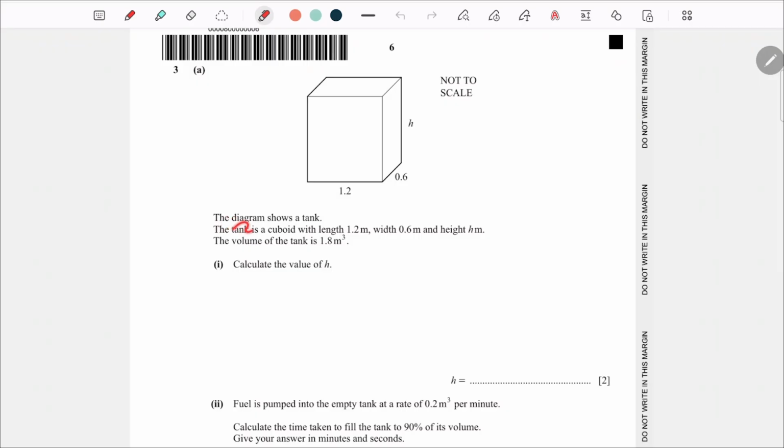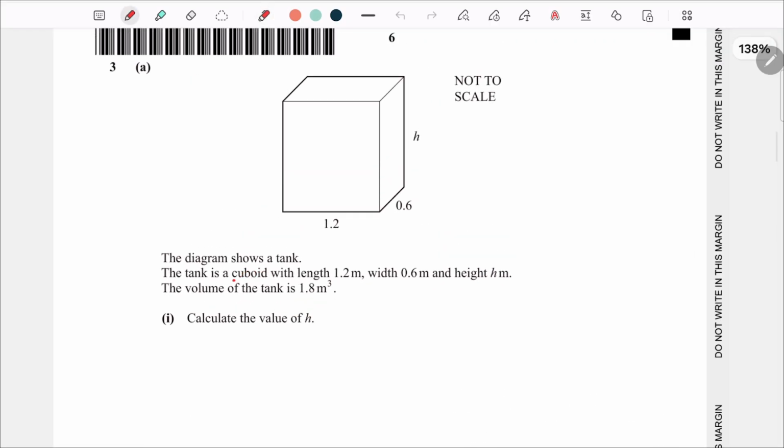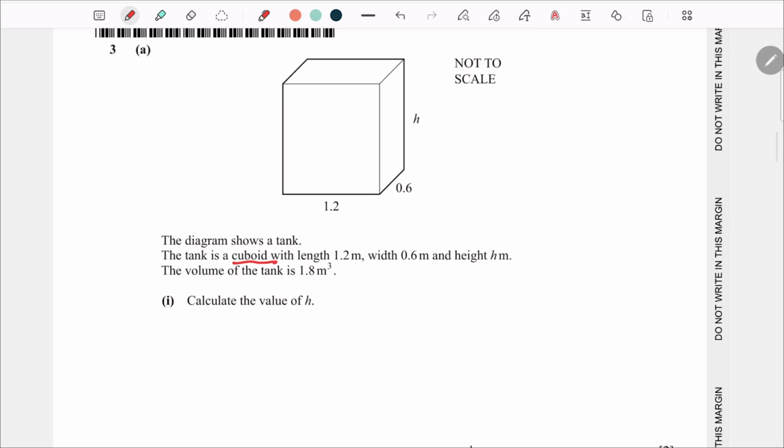Question 3a, the diagram shows a tank. The tank is a cuboid with a length of 1.2 meters, width 0.6, and height h. The volume of the tank is 1.8. So this whole tank is a cuboid, and the length and width are given, and the volume is also given. We have to find the height.